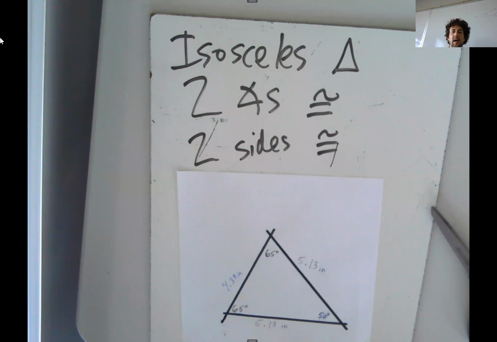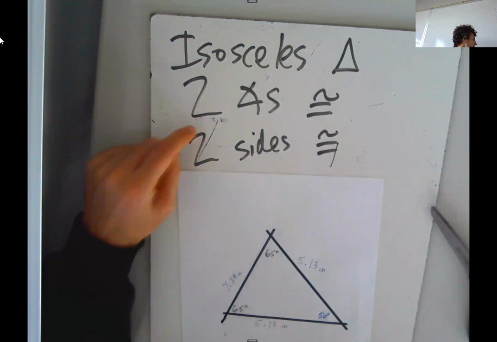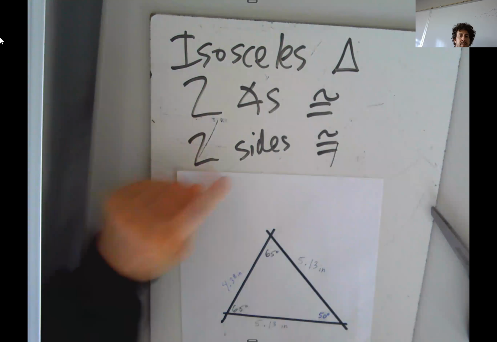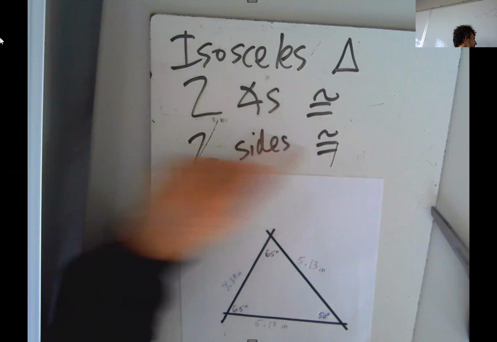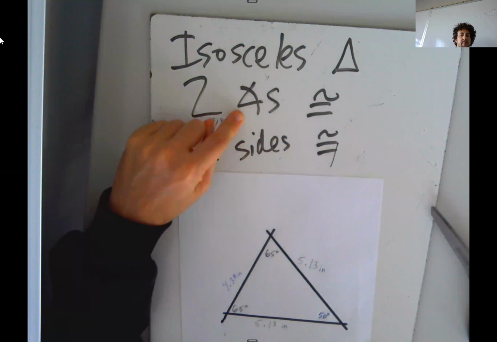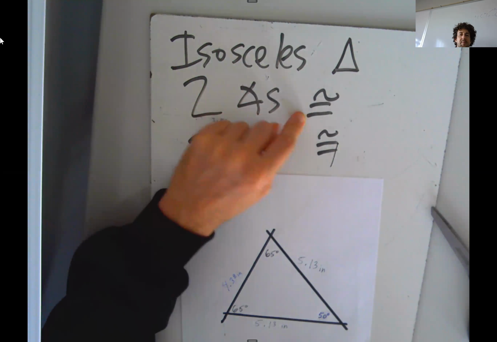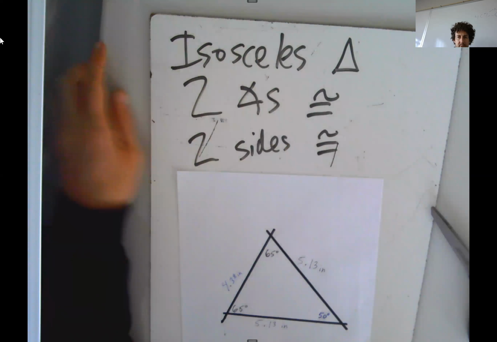The most important kind of triangle for us to be able to recognize in this geometry class is called an isosceles triangle. An isosceles triangle has two sides that are congruent, meaning they are the same length, and has two angles. This is the symbol for angle. Two angles that are congruent, meaning that they have the same number of degrees.